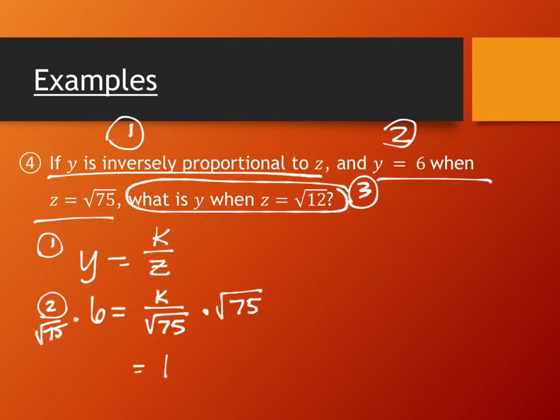So I have k all by itself now, which is what I was going for. And I have 6 square roots of 75. But we want our k value in its most simplified form. And square root of 75 is not simplified. So we've done a fair bit with simplifying radicals. What do I do with my 75? I break it down.